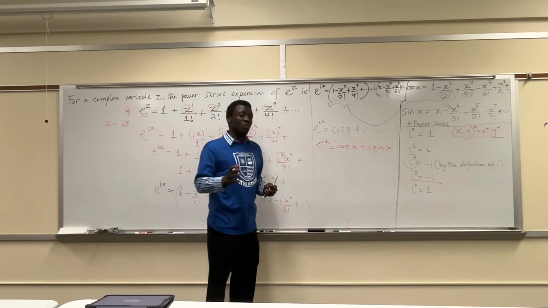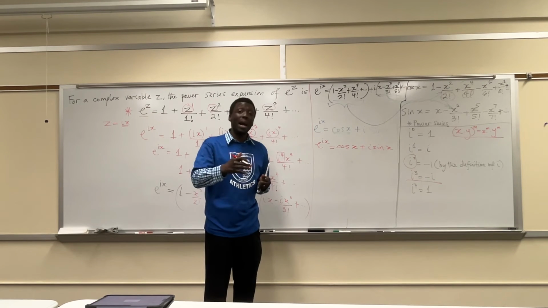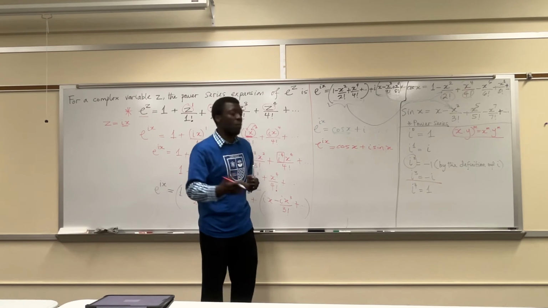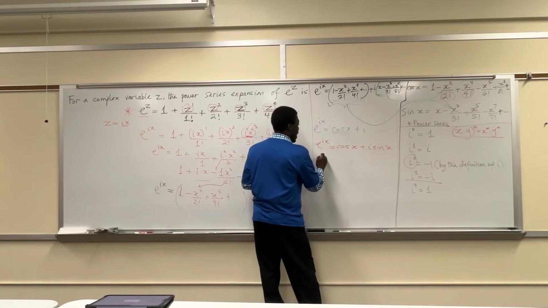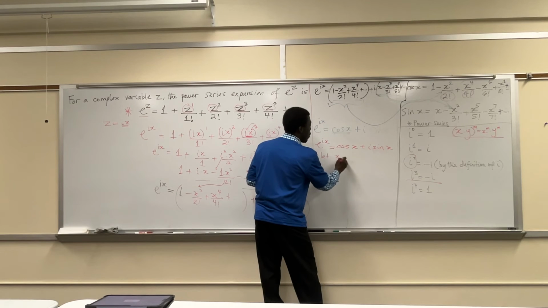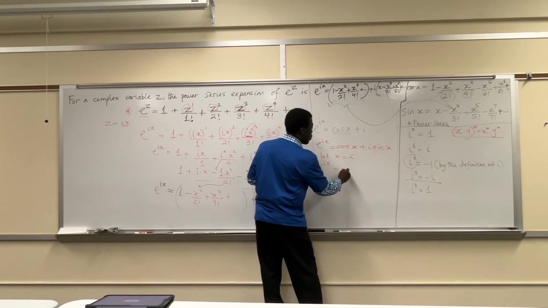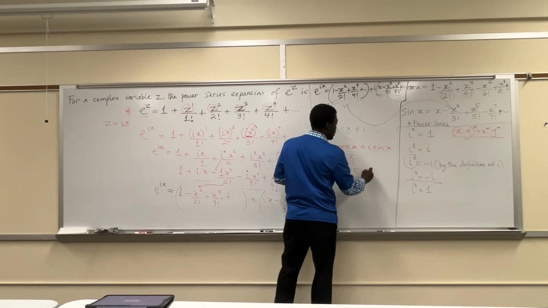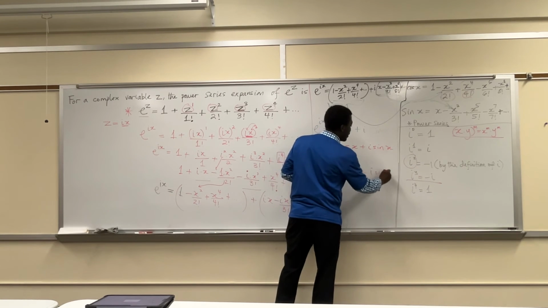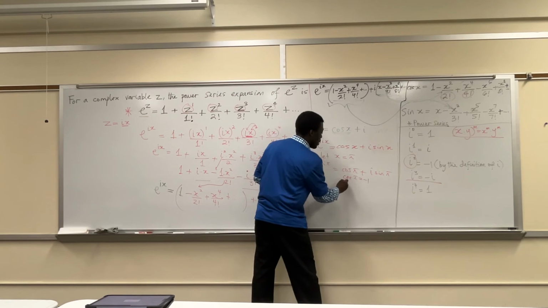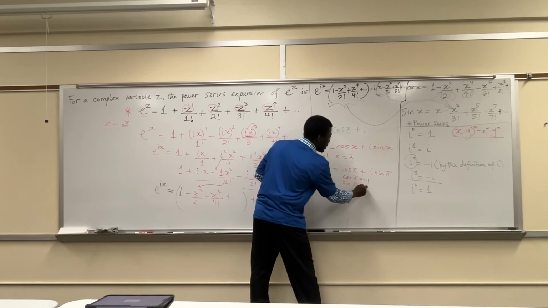But remember, the most beautiful equation in mathematics is e to the i pi is equal to -1, or e to the i pi plus 1 is equal to 0. So now what's going to happen? We have to let x equal pi. So e to the i pi is equal to cosine pi plus i sine pi. Well, cosine pi is equal to -1. Sine pi is equal to 0.